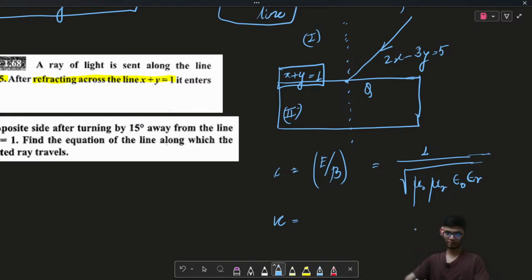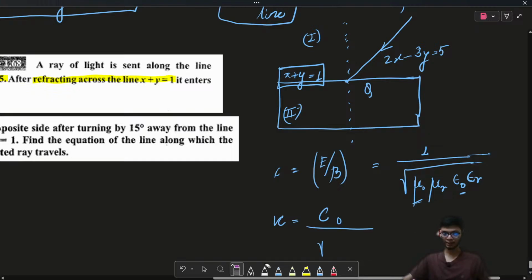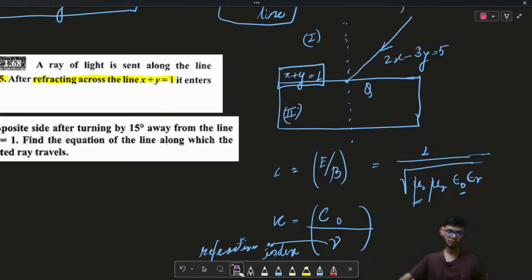The speed of light in free space is 1 upon the square root of mu naught epsilon naught, which is the speed of the electromagnetic wave in free space or vacuum. Divided by this, let me write it as nu, which is the refractive index. So refractive index is the measure, or the ratio, of the change in speed of the light in a given medium with respect to free space. That is called the refractive index, right? So this is how we calculate the speed of the light.